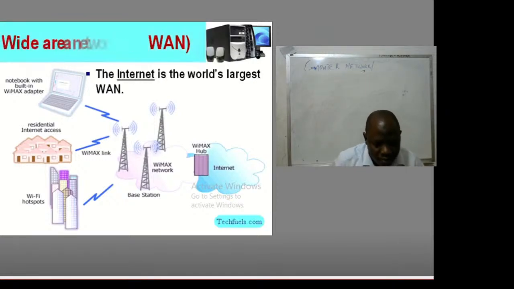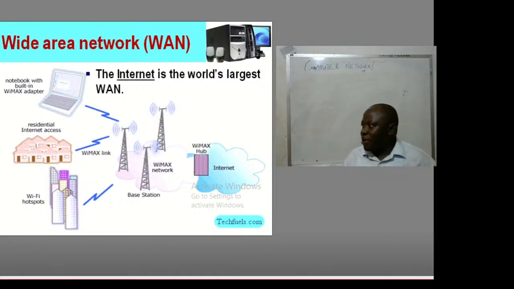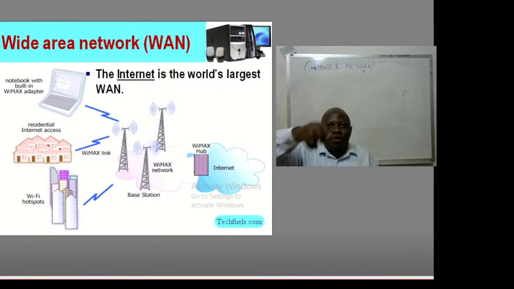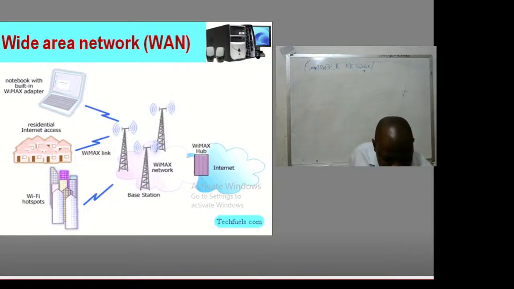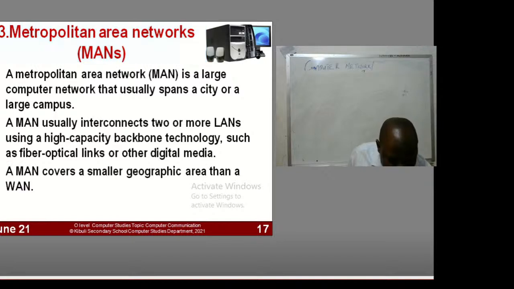As we go in, we shall find the WAN, but here we say the internet is the world's largest WAN. Because one network plus another plus another, they make what we call an internet connection. We shall come to that later when we go to the internet.